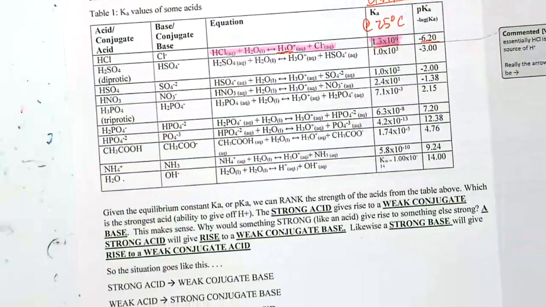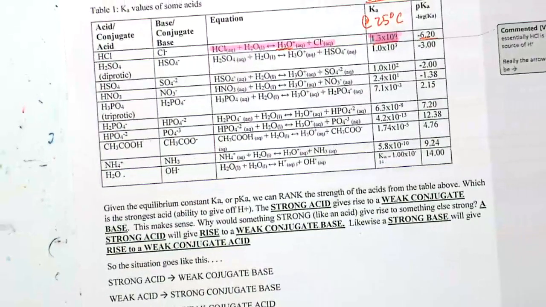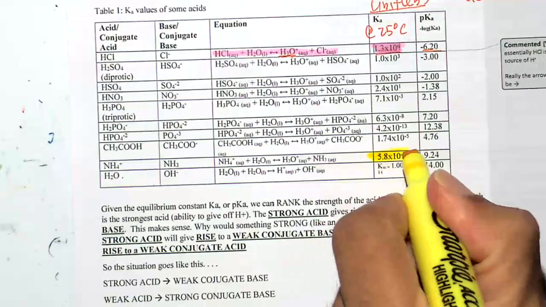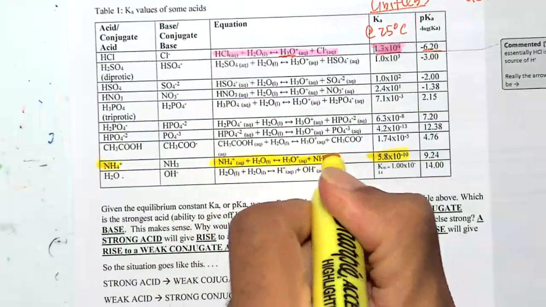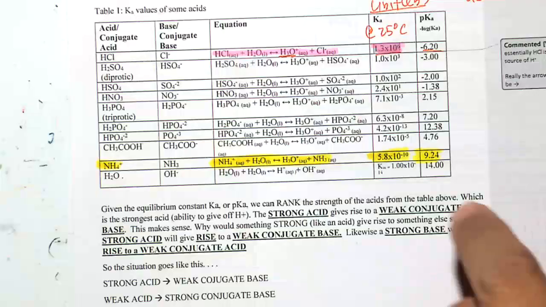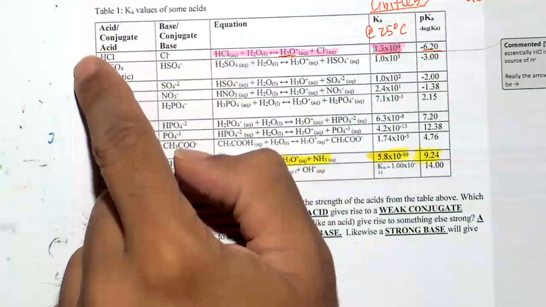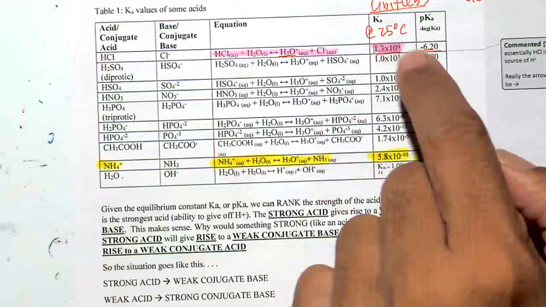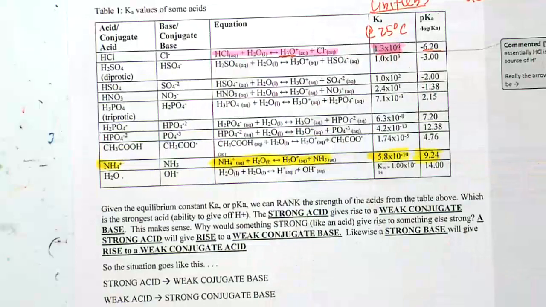What would be a weak acid here? Probably this one. Look at the Ka for this one: 5.8 times 10 to the minus 10, that's NH4+. Look at the equation, and the pKa is 9.24. So this would be a very weak acid, a poor source of H+, whereas HCl would be a good source of H+. Hydrochloric acid, obviously it's a good source of H+. It's in the name, hydrochloric acid.